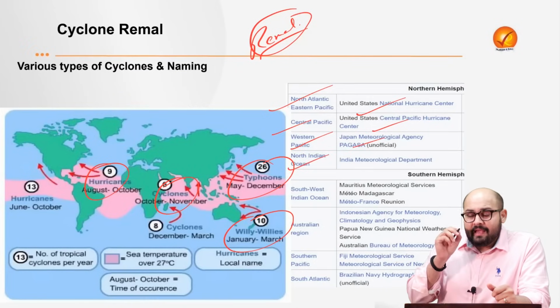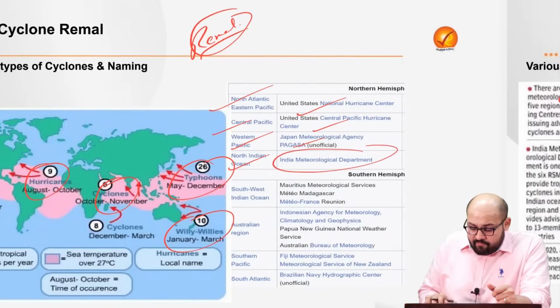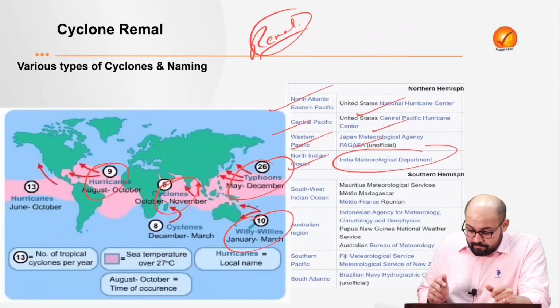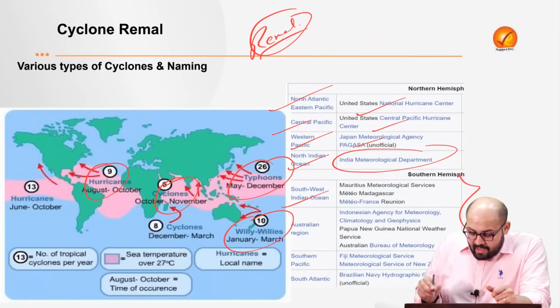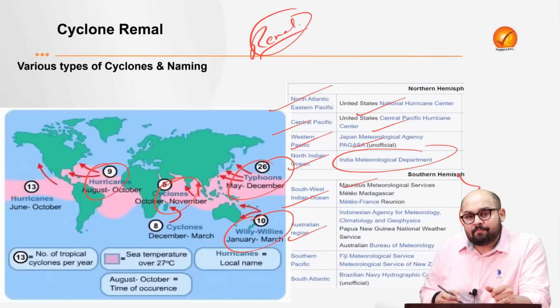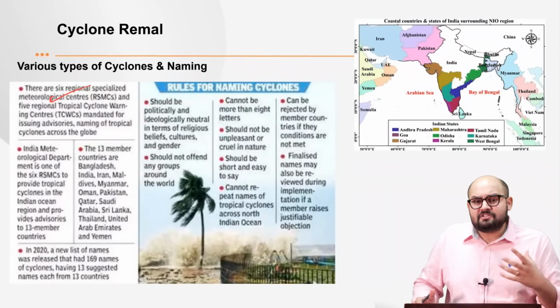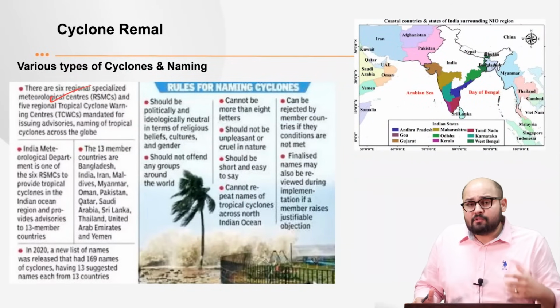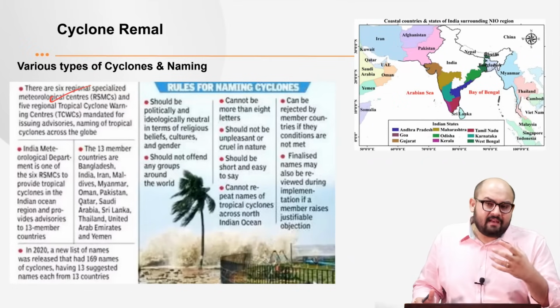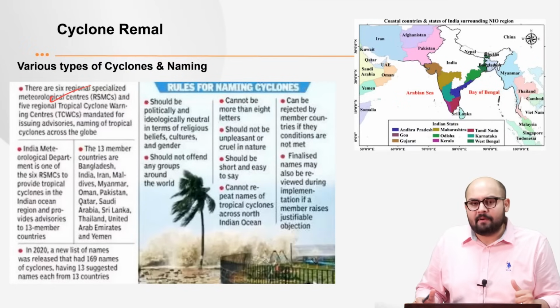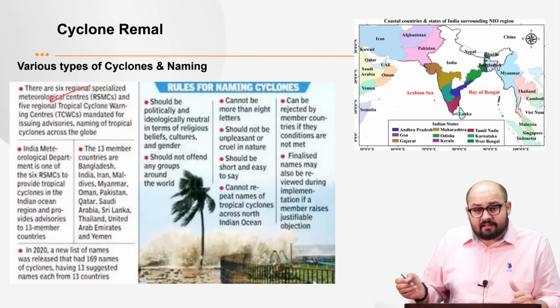And remember this, the Indian Meteorological Department is one of the regional specialized monitoring centers of the World Meteorological Organization. Right. So in the southern hemisphere, you have got the Mauritius Meteorological Service. Then in the Australian region, you have got these services. Then we have got the Southern Pacific and South Atlantic. So as I said, the mandate of these regional specialized monitoring centers is to issue advisories and name a particular cyclone.